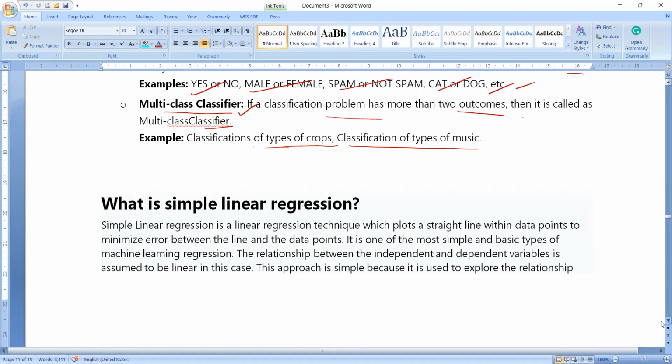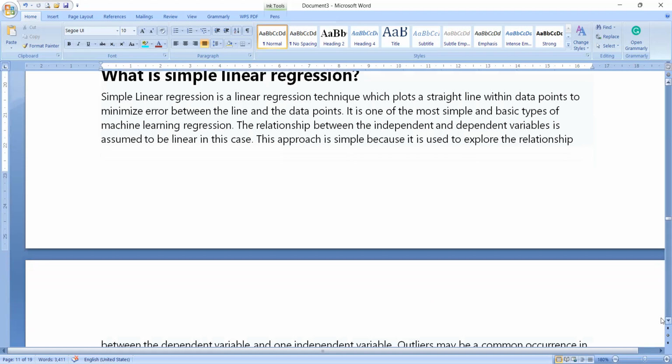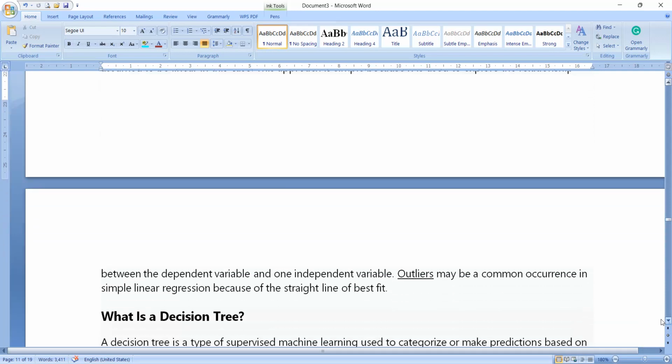Next is the definition of simple linear regression. Simple linear regression is a technique which plots a straight line within data points to minimize the error between the line and the data points. It is one of the most simple and basic types of machine learning regression. The relationship between the independent and dependent variable is assumed to be linear in this case. This approach is simple because it is used to explore the relationship between a dependent variable and one independent variable. Outliers may be common occurrences in simple regression because of the straight line of best fit.